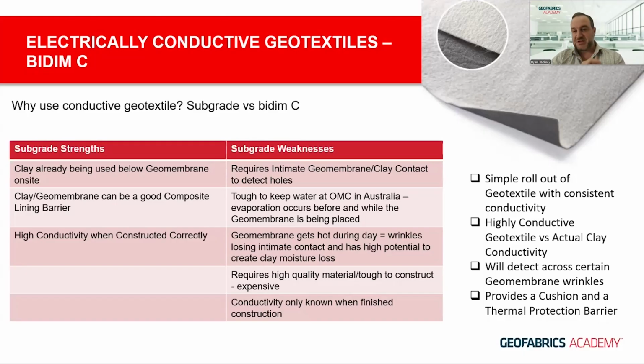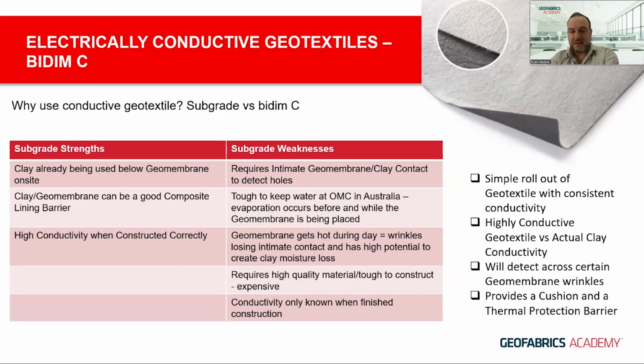So with a geotextile or a conductive geotextile that's placed on the subgrade, beneath the subgrade and the liner, it's simple to roll out, as we've seen, with that consistent QA'd conductivity value. It's higher in terms of conductivity than the clay. It'll detect across certain wrinkles of certain height, and it's got that additional benefit as well.